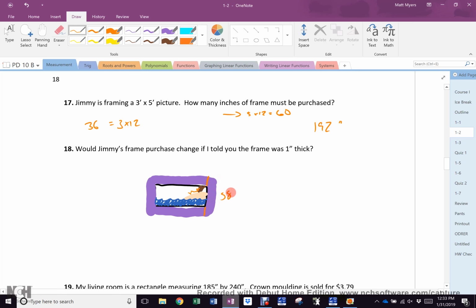Now, how long have I gone here? Another inch, so this is really what? 62. Because, of course, real frames are diagonal there, aren't they? So you need enough frame to cover the 38 and the 62, which means I am actually needing 200 inches of frame. Does everybody understand?